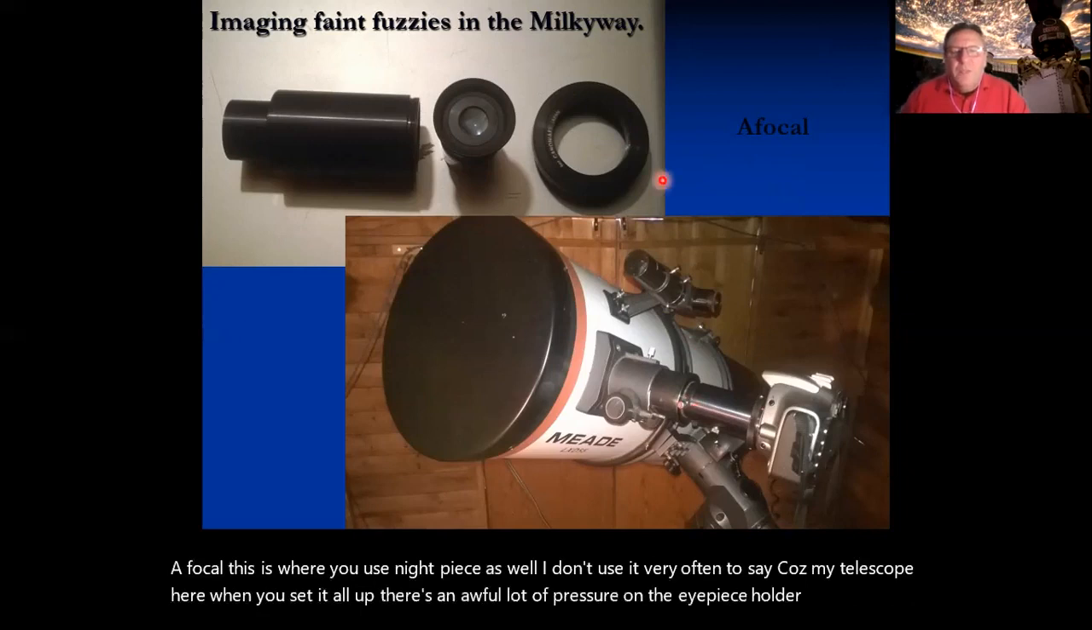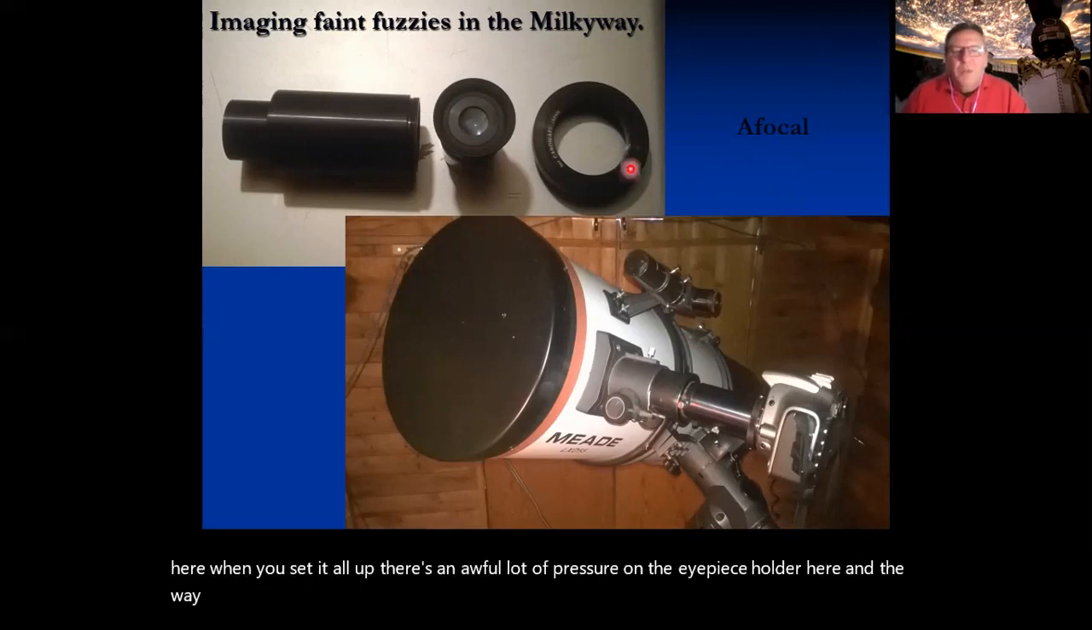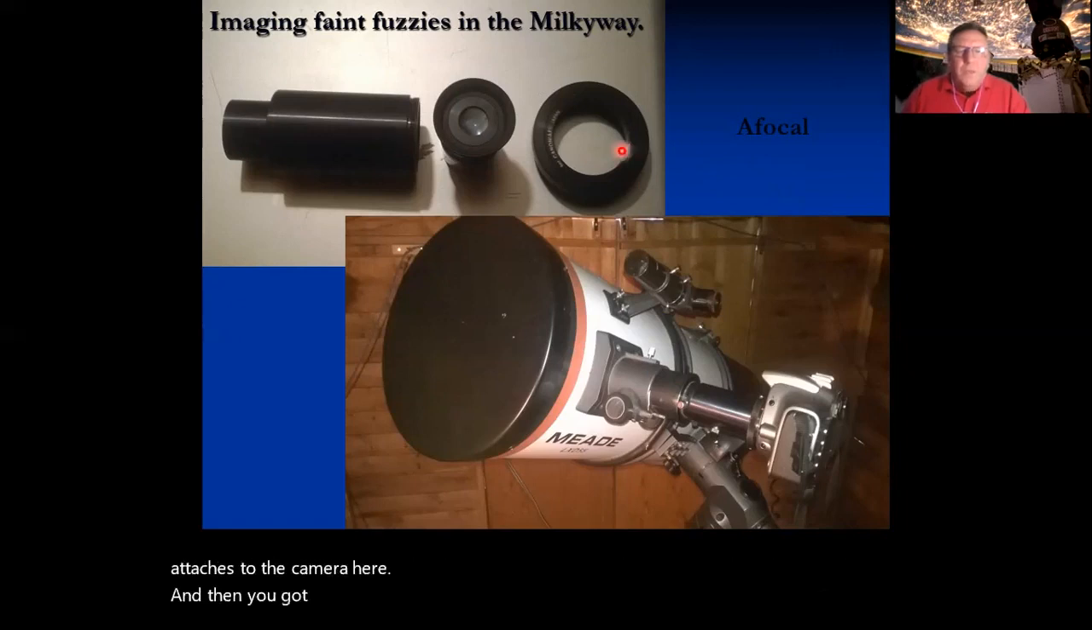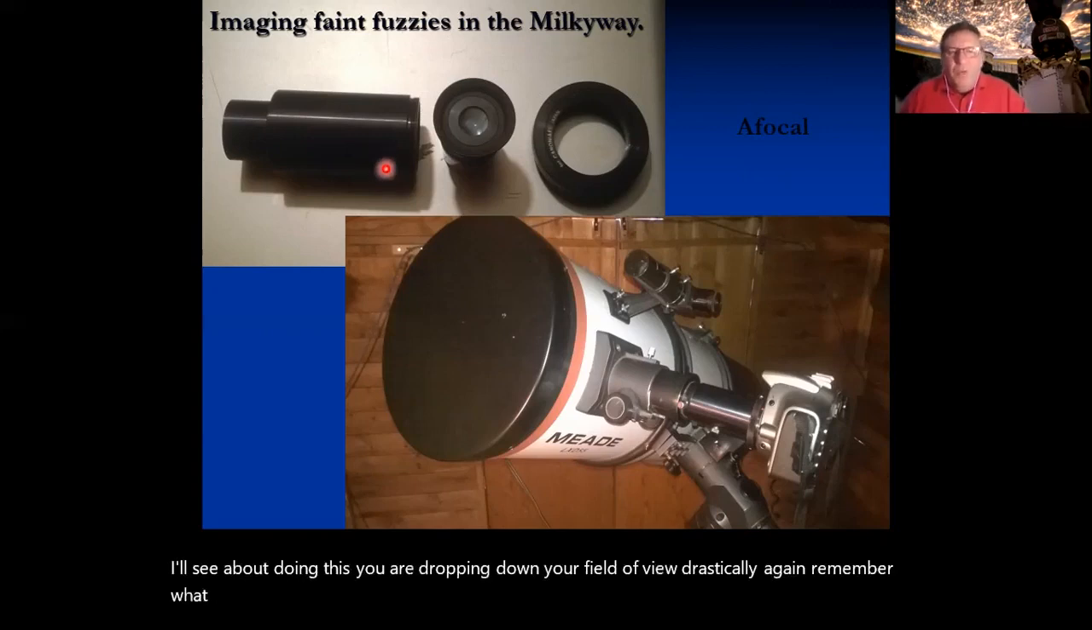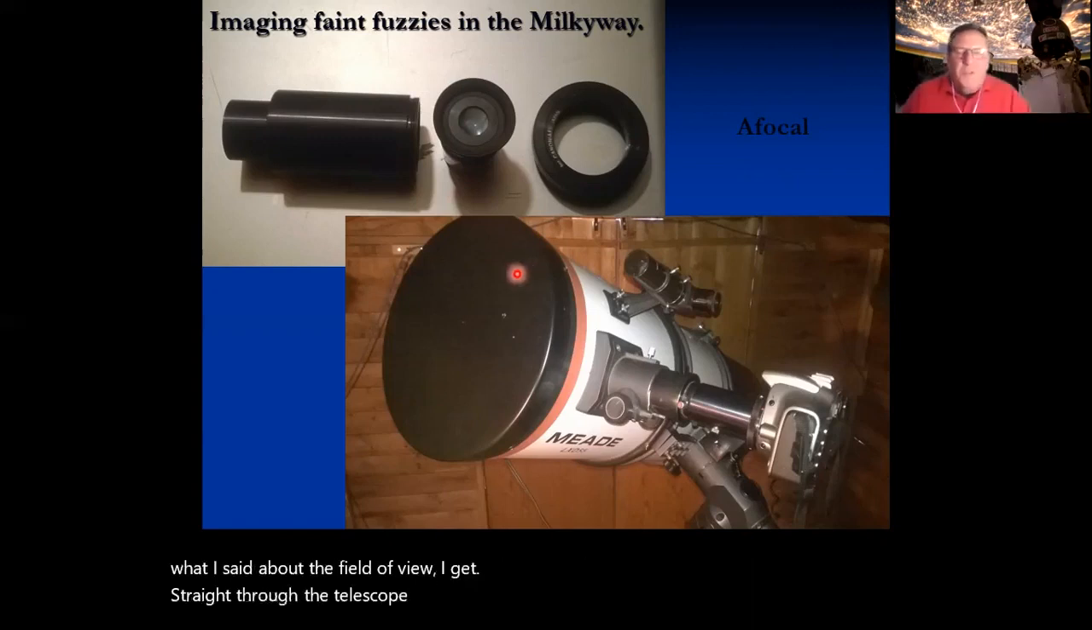And so the way this works is this is your T-ring. It's got the bayonet on the other side that attaches to the camera here. And then you've got the eyepiece part here that screws into that after you've dropped your eyepiece down in. Obviously, by doing this, you are dropping down your field of view drastically again. If you remember what I said about the field of view I get straight through the telescope, it's virtually twice the size of the moon. This is now bringing it right down, a very, very small field of view.